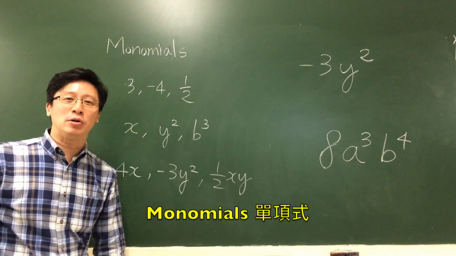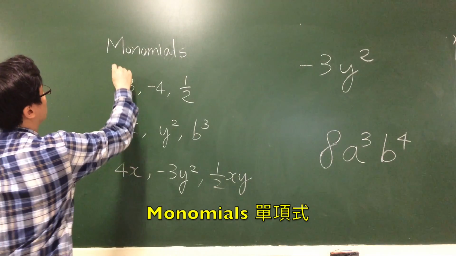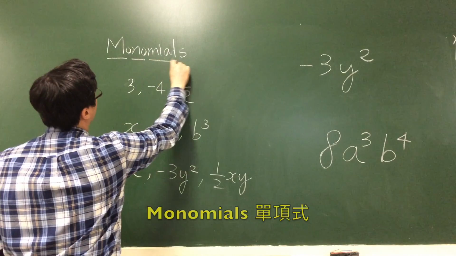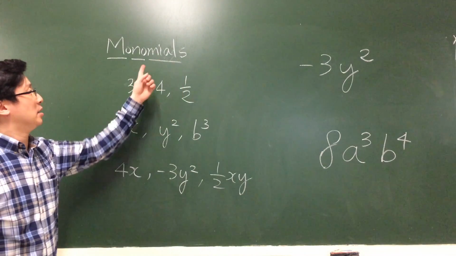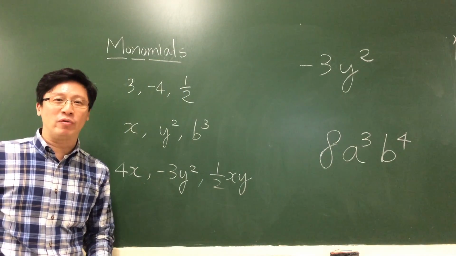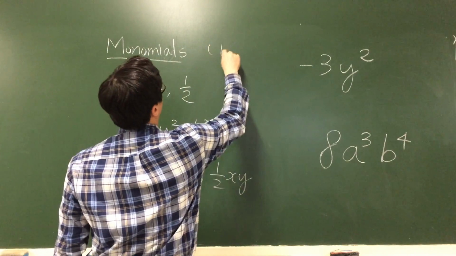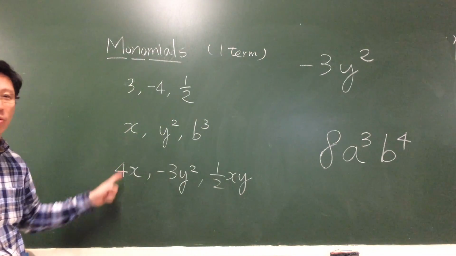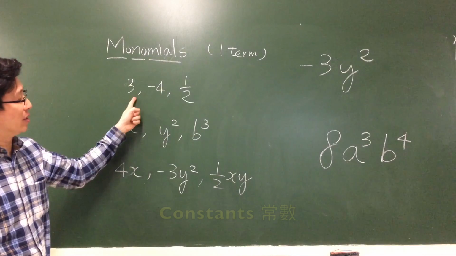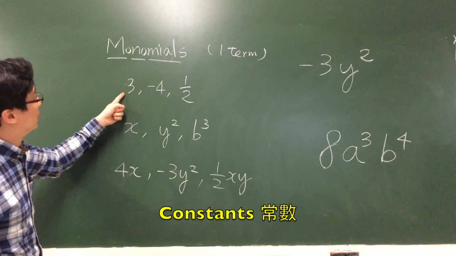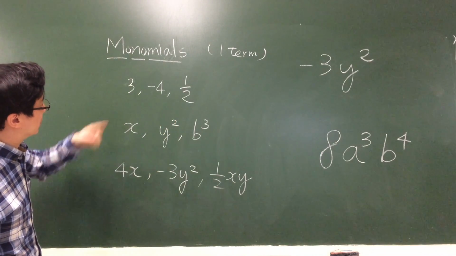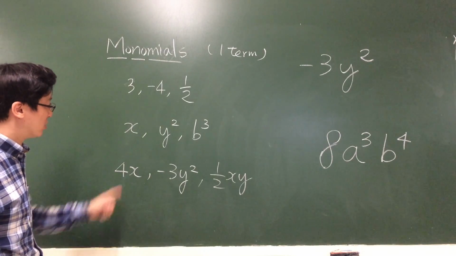Next, we look at the new term called the monomials. Monomials. That means an algebraic expression with only one term. These are some examples of monomials. These are just numbers. So we call this one form of monomials.